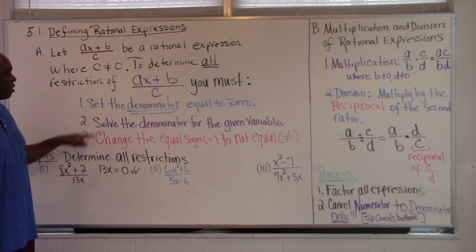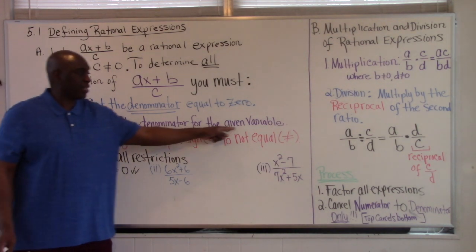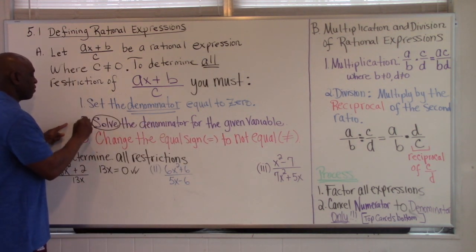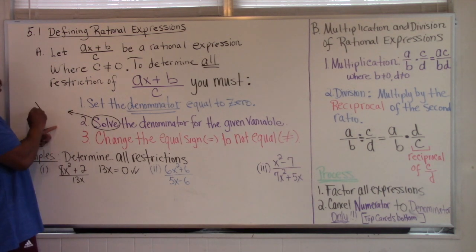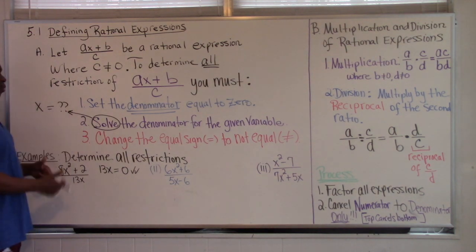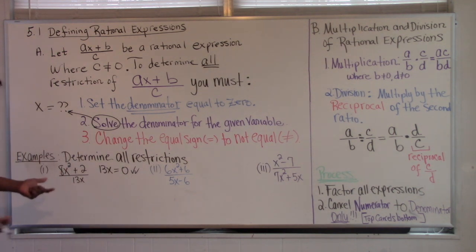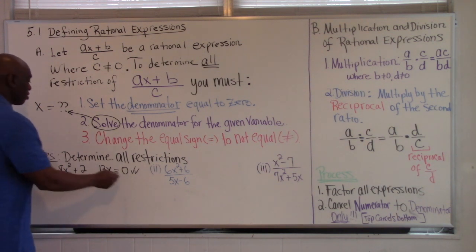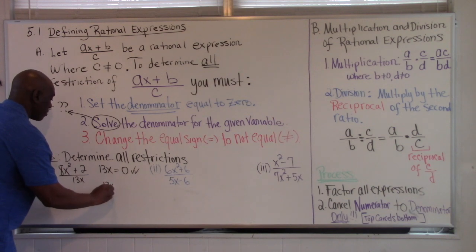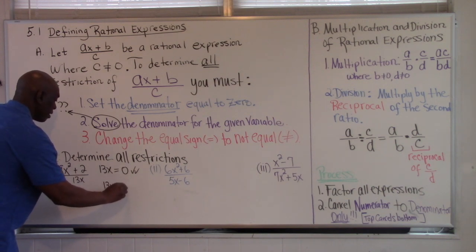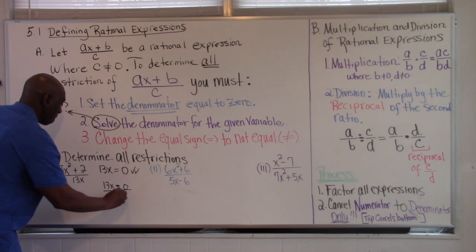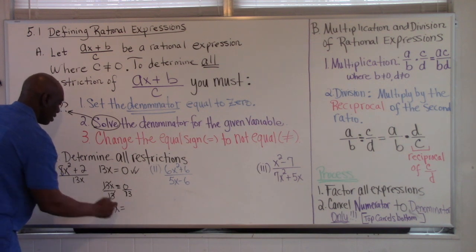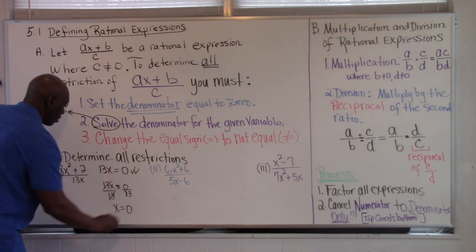Step 2. Solve the denominator for the given variable. When you see the word solve, that means that x equals blah. What does x equal? Solve it for x. Well, let's solve this. It's pretty easy. This is only a one-step equation, right? To solve this one, we're going to have 13x equals 0. Divide both sides by 13. The 13's go to 1. So I'm going to have x equals, and 0 divided by 13 is 0.